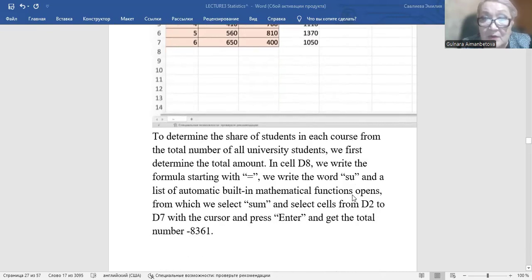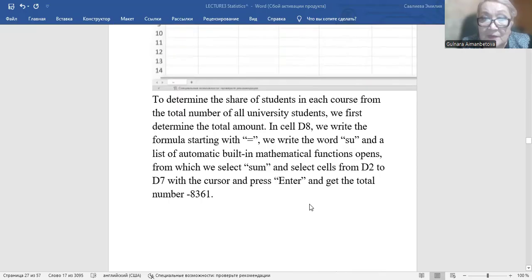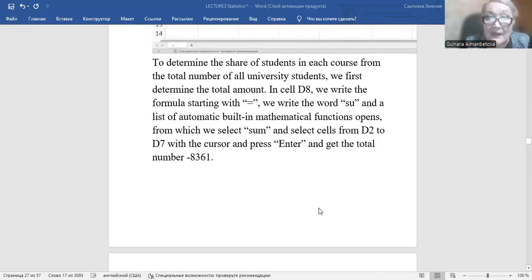To determine the share of students in each course from the total number of all university students, we first determine the total amount. In cell D8, we write the formula starting with equal. We write the word SUM, and a list of automatic built-in mathematical functions opens, from which we select sum and select cells from D2 to D7 with the cursor and press enter and get the total number 8,361.